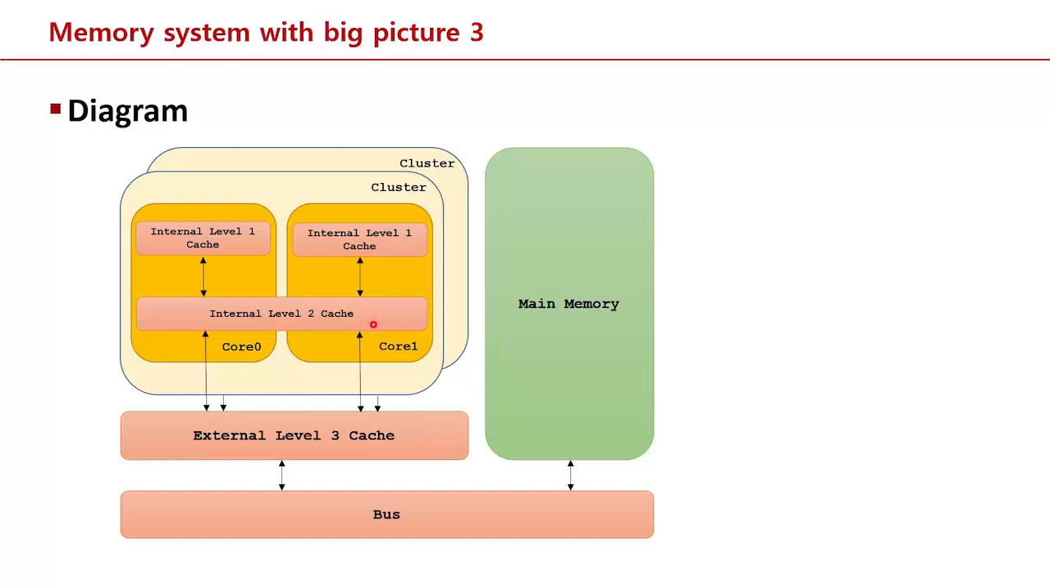And if the data the core is looking for is not available in the level 2 cache, it will access the external level 3 cache. If the data is available in the external level 3 cache, it will pass the data to the level 2 cache. Also, if the data fetched from the level 3 cache is not located in the level 1 cache, it will place the data into the level 1 cache. This kind of operation is related to cache coherency and data consistency in the structure of the multi-level cache.